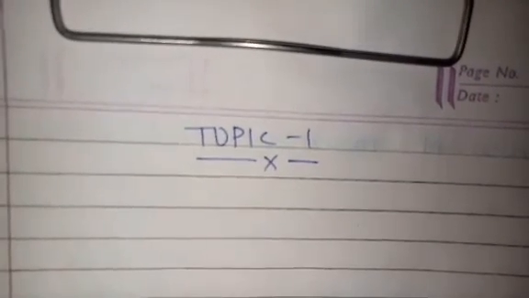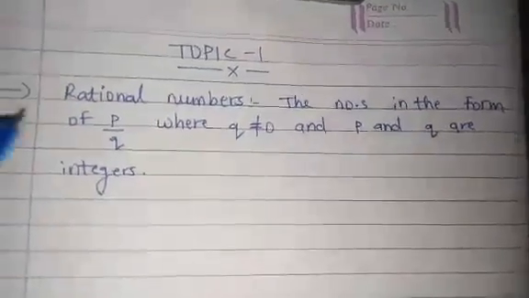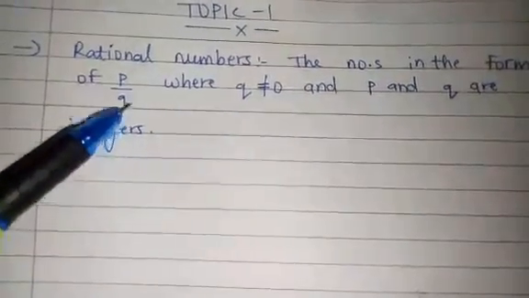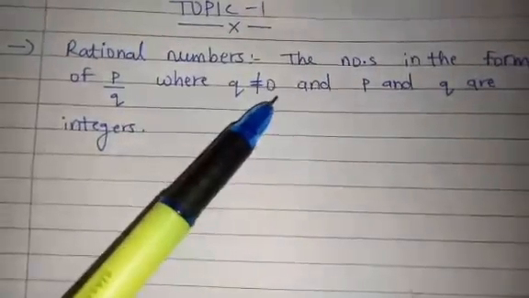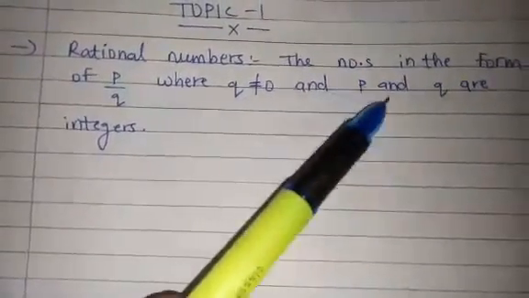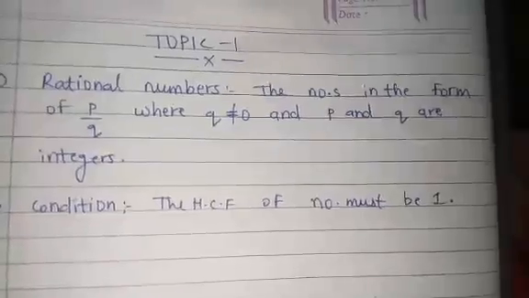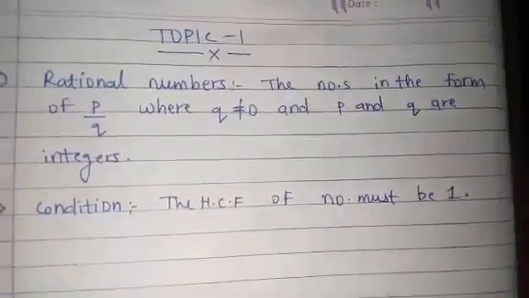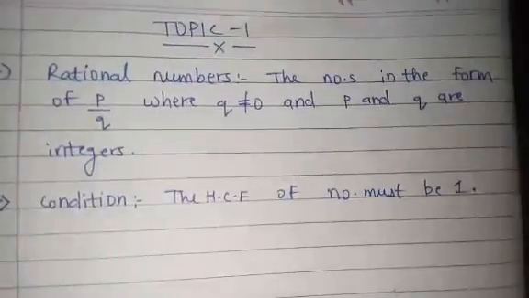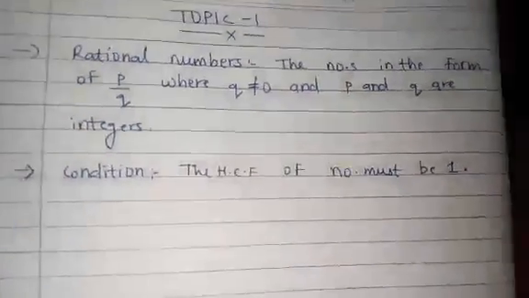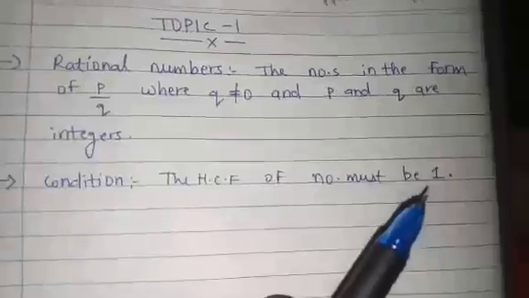But before starting topic number 1, we need to know some definitions of rational numbers which we have already learned in standard 7th. So here is the definition of a rational number: the numbers in the form of P by Q where Q is not equal to 0 and P and Q are integers. One more additional concept which you are going to learn in standard 8th is the condition for becoming a rational number, that is the HCF of the numbers must be 1.